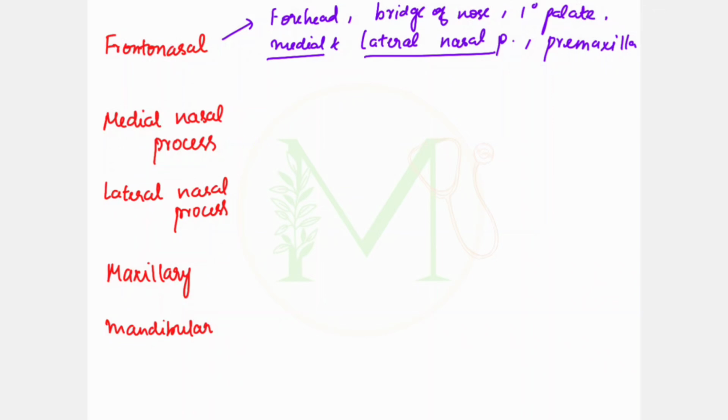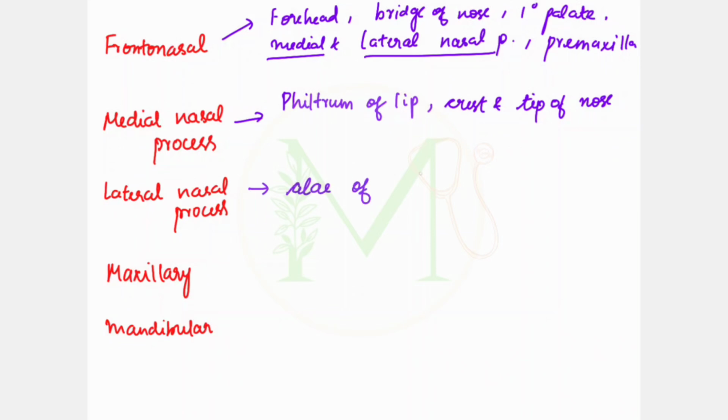Now let's see what are the structures derived from medial nasal process. Philtrum of lip, crest and tip of nose. From lateral nasal process, we get ala of nose.